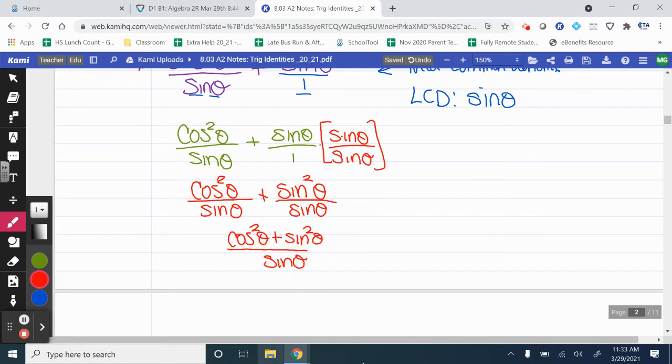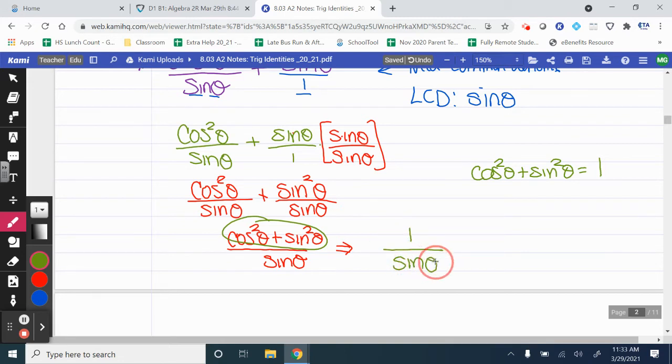Oh, I love when this happens. So now I have cosine squared plus sine squared, and hopefully you recognize that again is your Pythagorean identity. And we know that cosine squared theta plus sine squared theta is equal to 1. So I can take out cosine squared plus sine squared and replace it with 1. So I have 1 over sine theta, which is equal to, hopefully you're saying cosecant theta.